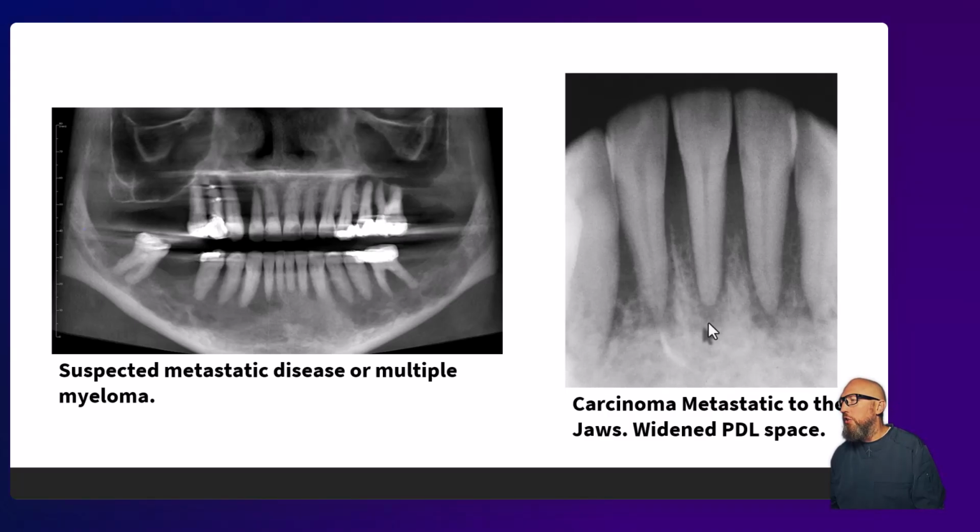And this was a carcinoma, not sure what type. It could be a lung carcinoma metastasizing to the jaws. Look at the widened PDL space. Look at that sign. It comes up over and over again. The irregular PDL space widening, along with a little bit of a destructive, ill-defined lesion throughout the mandible.